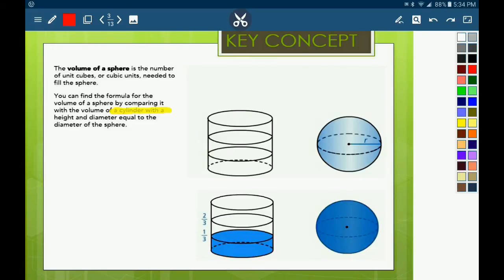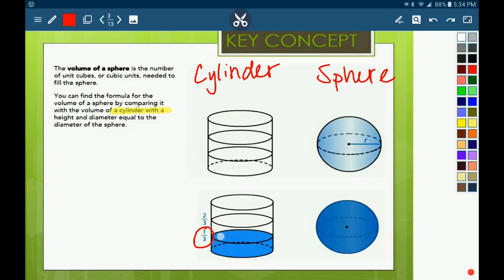So to illustrate this idea, I have a cylinder and a sphere. Let's say I fill the cylinder 1/3 of the way with water. Okay, so that's what this blue area is for. I filled it with water. And then let's say I filled the sphere with water. Okay, that's why the sphere is blue.